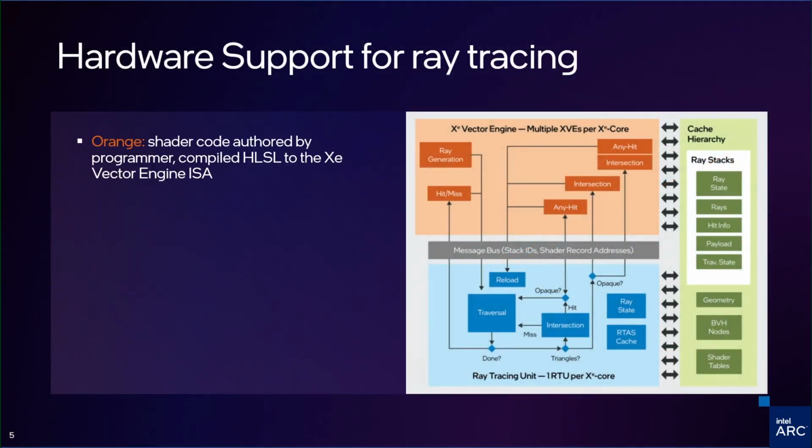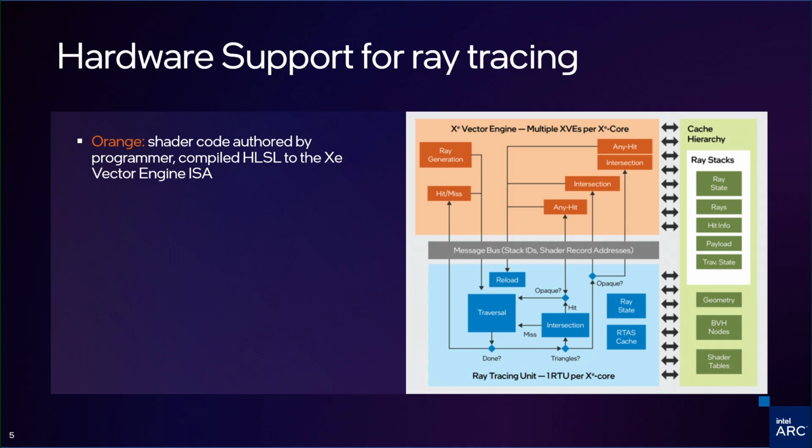So now that I've given an overview of the API, I want to show how those different components map onto our hardware. On the right-hand side, I have an image of the key components of the ray tracing hardware and how this is put together.